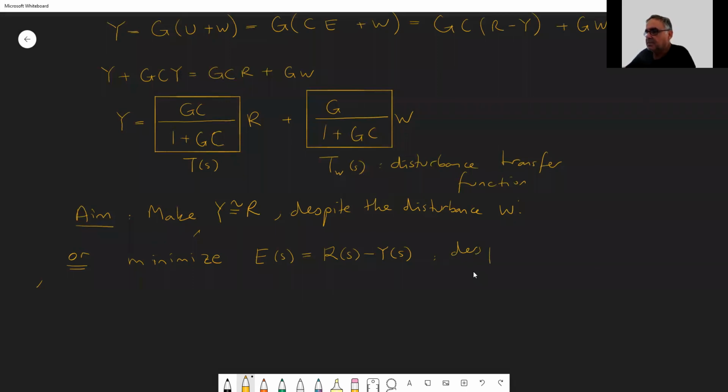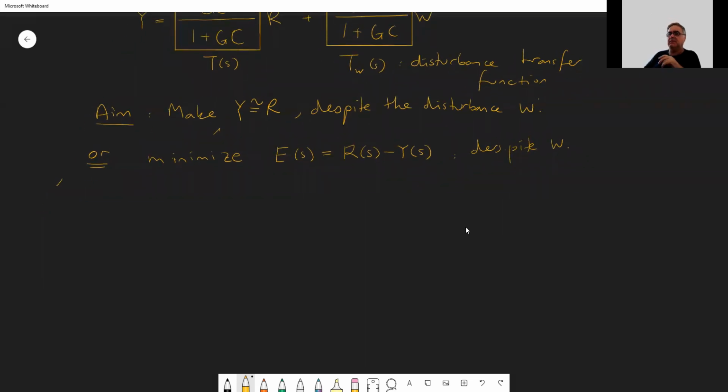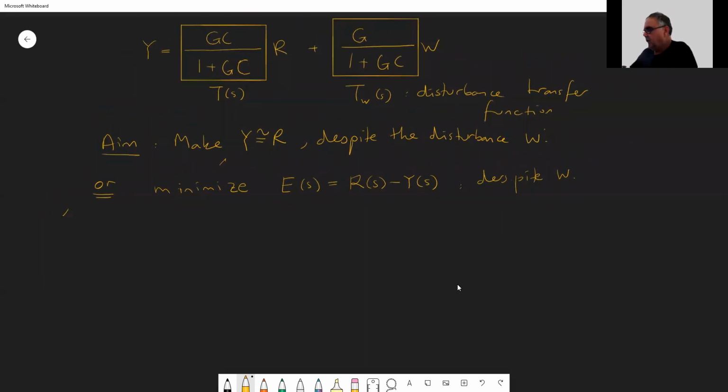This height W, let's say. But let's try to find the error. Error is r minus y. Error is r minus y. And y is this actually, as you remember, which is gc over 1 plus gc r minus g over 1 plus gc w, right?